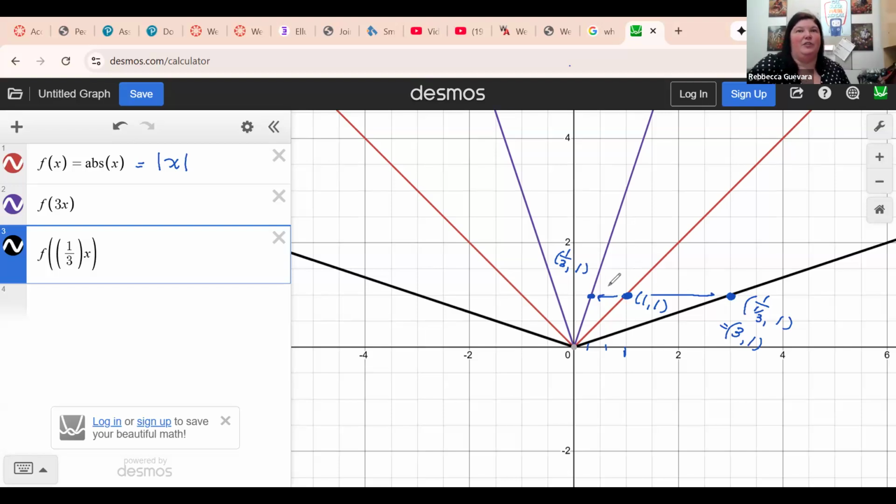This is what we're talking about. So this way, it's getting closer to the y-axis, so that's shrinking. When it moves further from the y-axis, that is the stretching. So sometimes some people have a hard time seeing that part. If I rewrite these, this is just the absolute value of 3x, and this is the absolute value of 1/3 x.